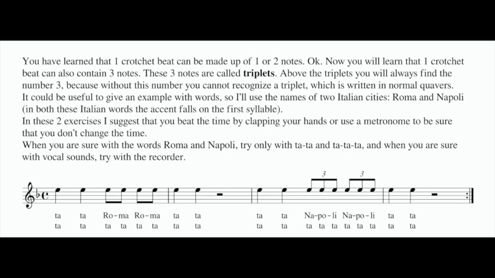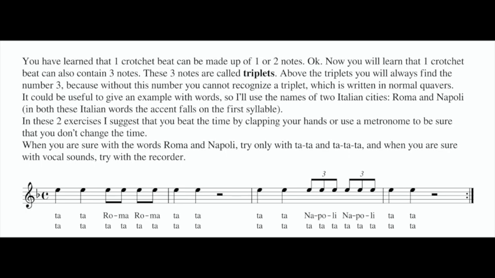It could be useful to give an example with words, so I will use the names of two Italian cities, Roma and Napoli, with Italian pronunciation. In both these Italian words the accent falls on the first syllable. In these two exercises, I suggest that you beat the time by clapping your hands or use a metronome to be sure that you don't change the time. When you are sure with the words Roma and Napoli, try only with ta-ta and ta-ta-ta, and when you are sure with vocal sounds, try with the recorder.